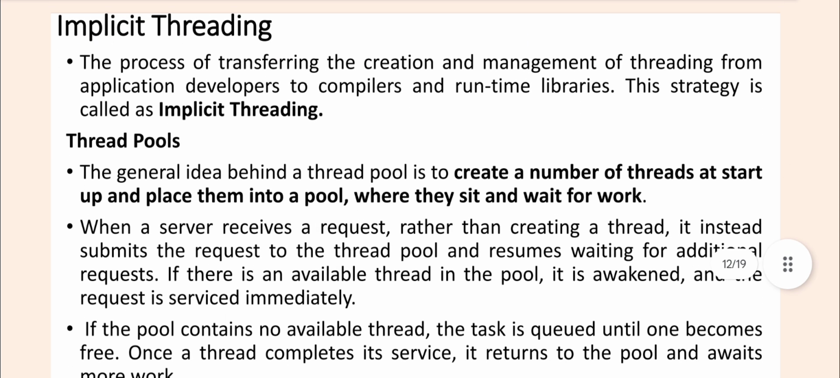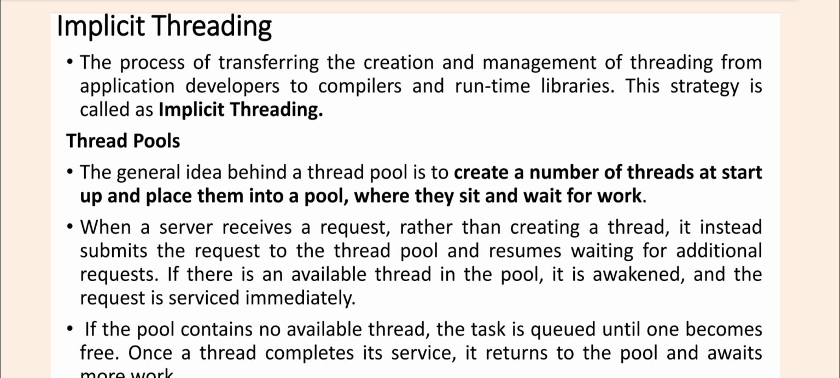The next one is implicit threading. What do you mean by implicit threading? Implicit threading is nothing but the process of transferring the creation and management of threading from the application developer to the compiler and runtime libraries. This strategy is called implicit threading.